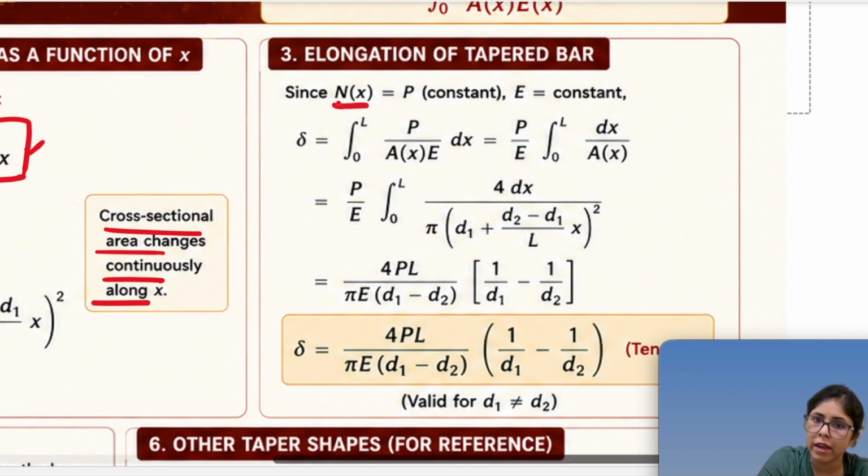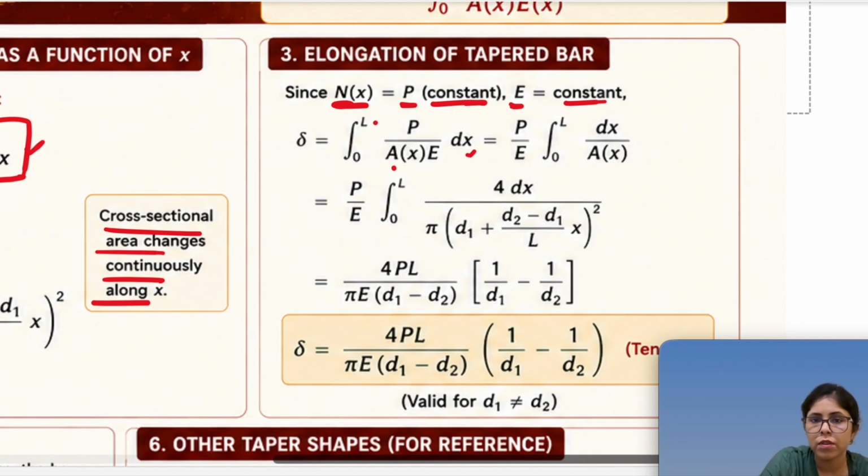And here we have N_x, which is P generally. So it was P and it's constant, and E is also constant. It is also not a function of x. There was only dx, and then there was A_x, which was a function of x, right? So I wanted to integrate 0 to L. I want to calculate the total deformation, what will be there.